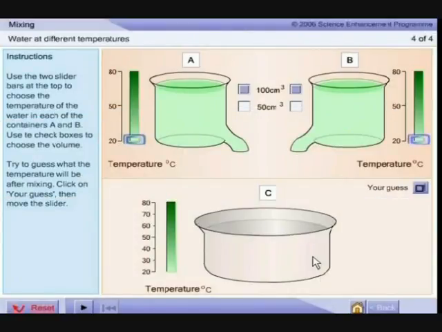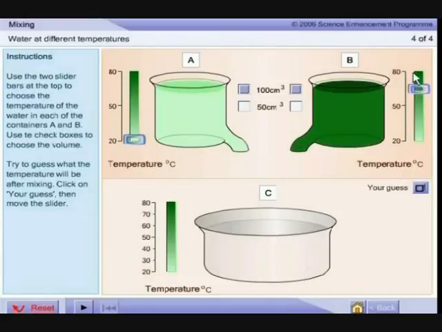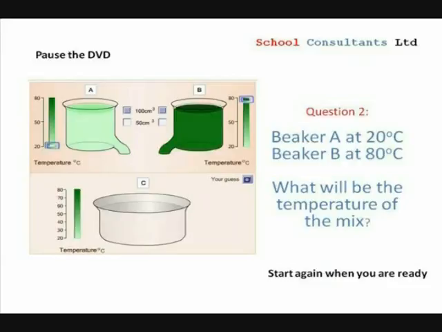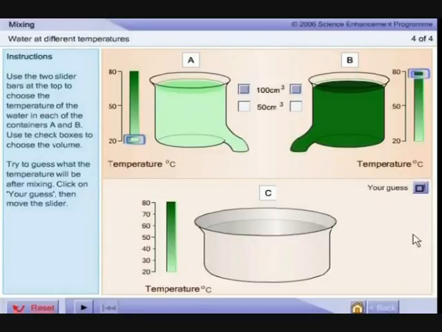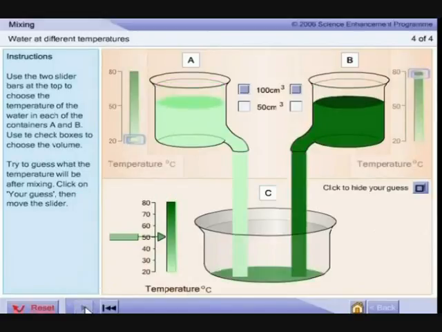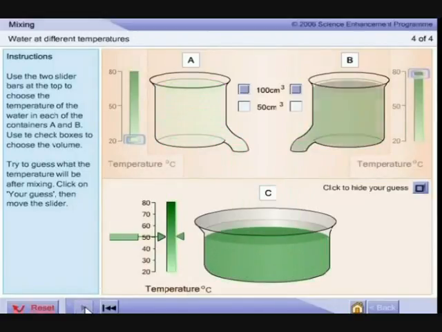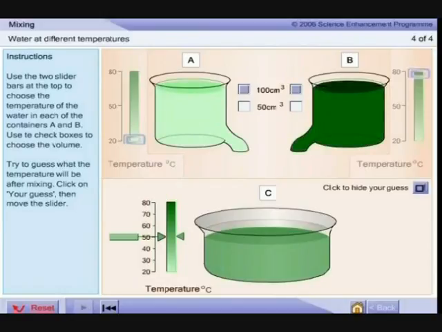Question 2, beaker A at 20 degrees C, beaker B at 80 degrees C. What temperature will the mix be? Okay, well I guess it's going to be in the middle, just like mixing the dyes. There you go, 50. Let's try that. Yep, 50 again. Give yourself a mark if you got it.